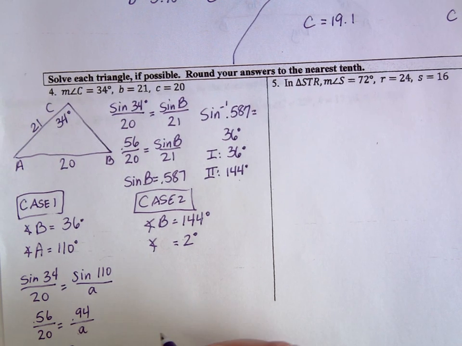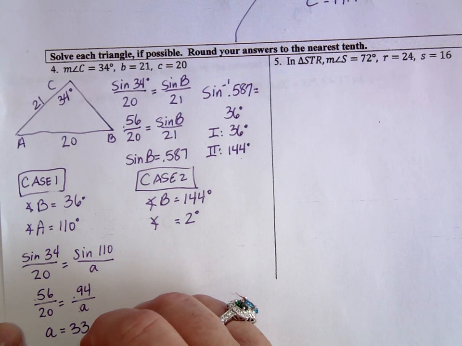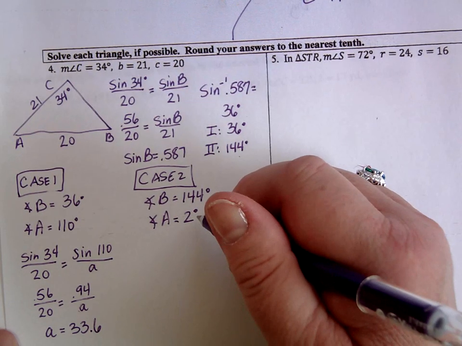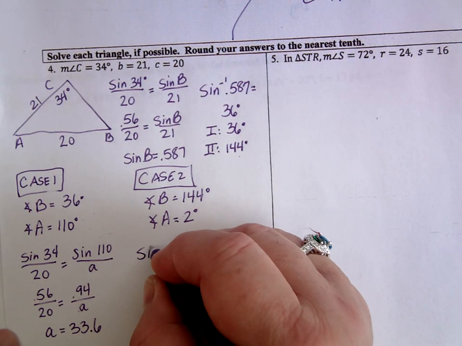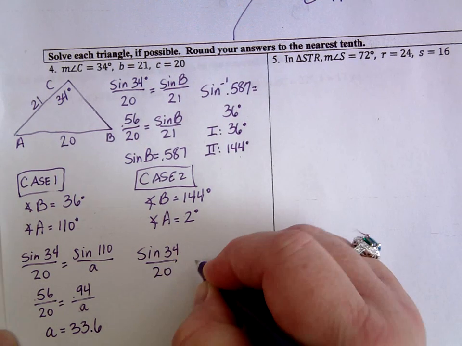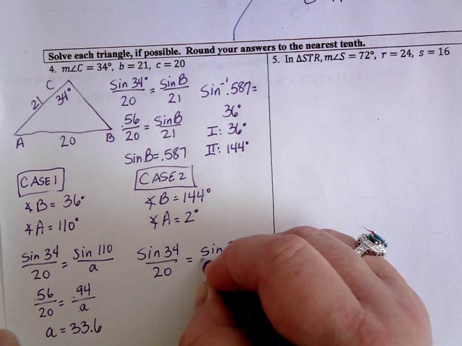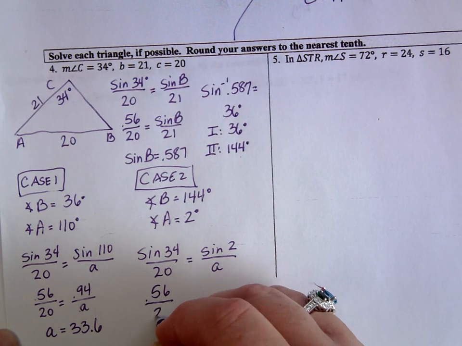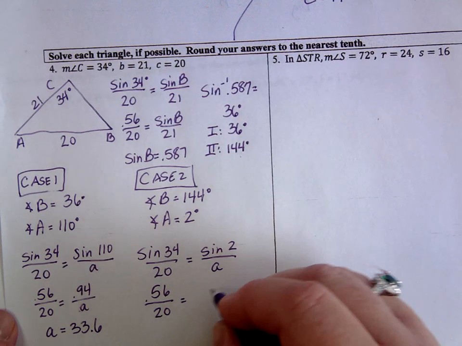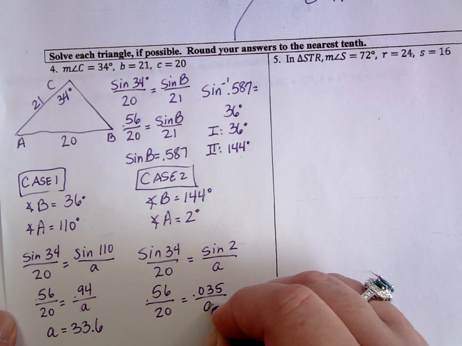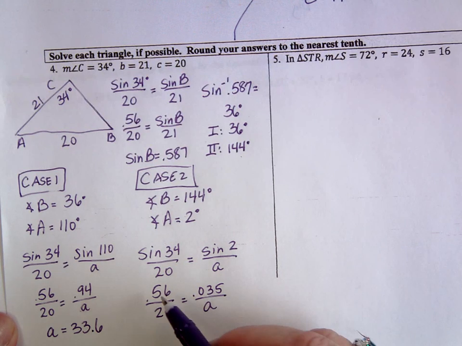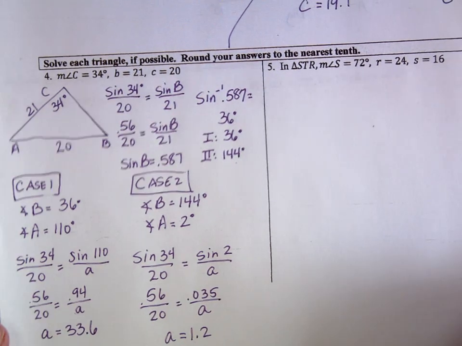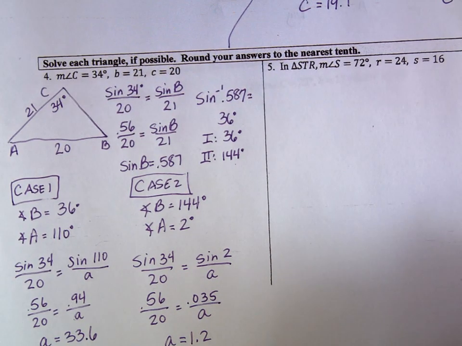Can I squeeze that on and you can see it? 33.6. Same thing here. Angle A would be 2 degrees. Set it up exactly the same way. Sine of 34 over 20 equals the sine of 2 degrees over A. We know that this is 0.56. The sine of 2 degrees, go to your calculator, it's 0.035. Cross multiply, 20 times 0.035 divided by 0.56 leaves you a little a of 1.2. And you've just solved that triangle with both situations.